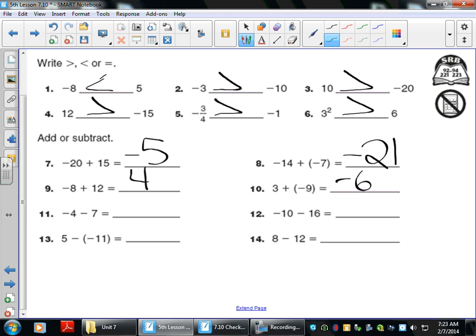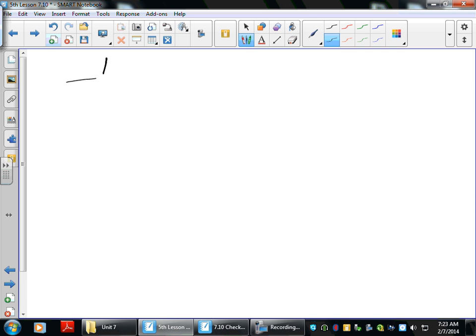Now we have some leave, add, change problems. I have -4 minus 7. So if I'm going to rewrite that, I have -4 minus 7. Leave the -4. Subtraction turns into a positive. I have a +7 here.